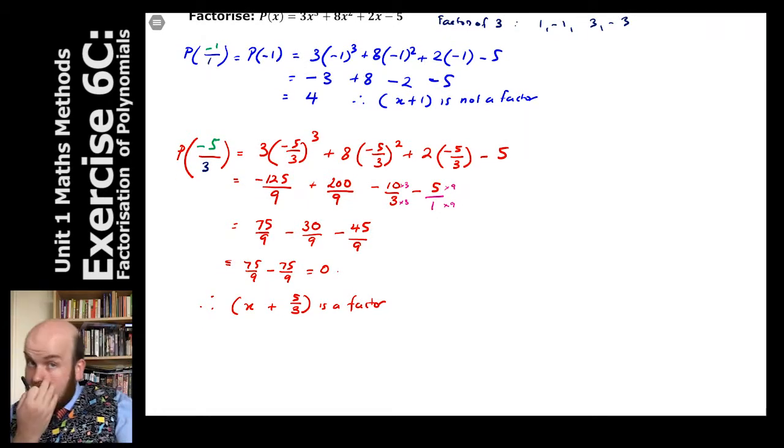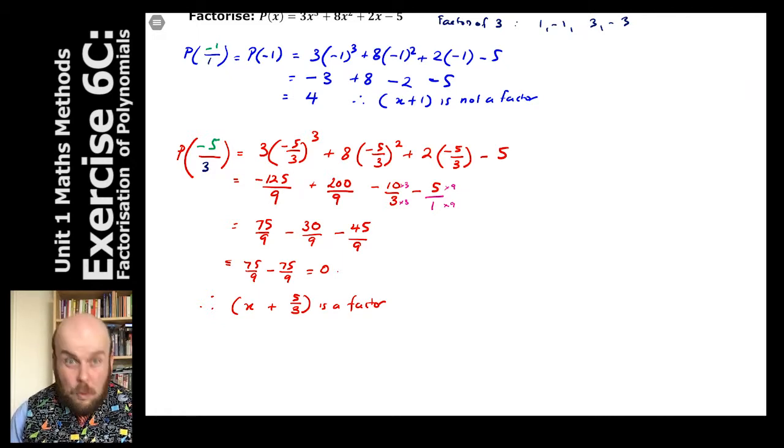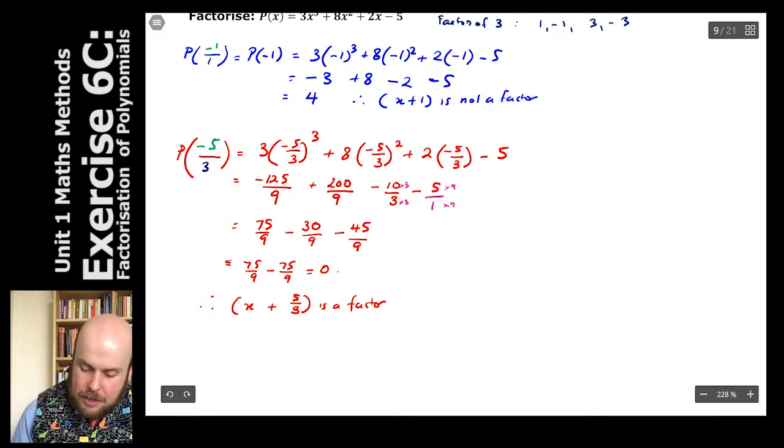Now at this stage, I would highly recommend, so you'll see here we've got x plus 5/3 is a factor, which is wonderful. Now we're about to do some long division. Long division with fractions in it is awful. So I would highly recommend doing some jiggery-pokery. And the jiggery-pokery looks like this. We can actually rewrite this.